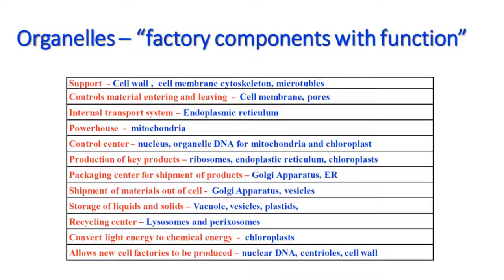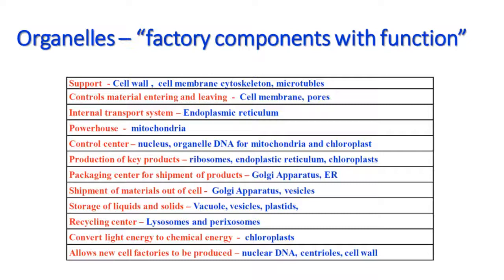Different organelles are compared to factory components, with functions given here. For support, cell wall, cell membrane, cytoskeleton, microtubules are involved. For control of material entering and leaving, cell membrane, pores. Internal transport system is endoplasmic reticulum, powerhouse, mitochondria. Control centers are nucleus, organelle DNA for mitochondria and chloroplast. Production of key products: ribosomes, endoplasmic reticulum and chloroplast.